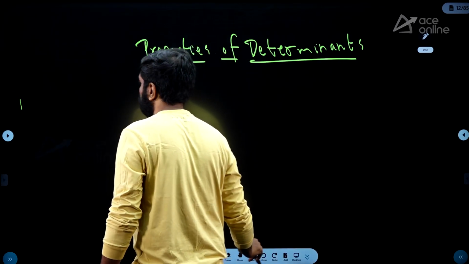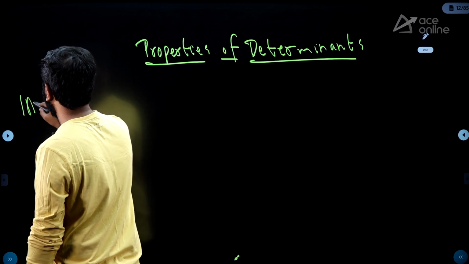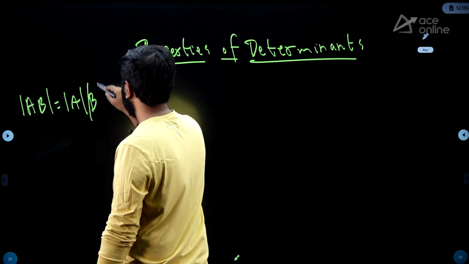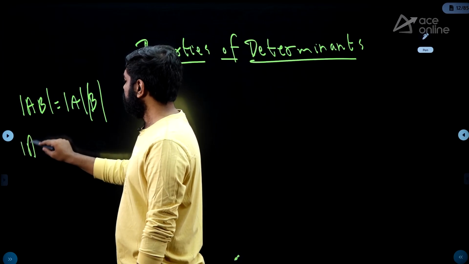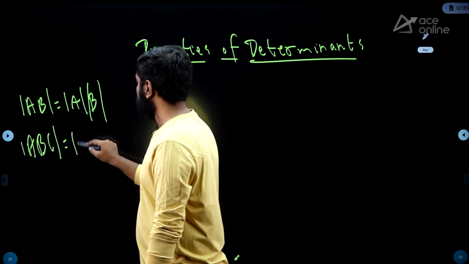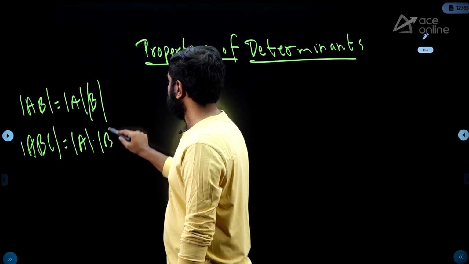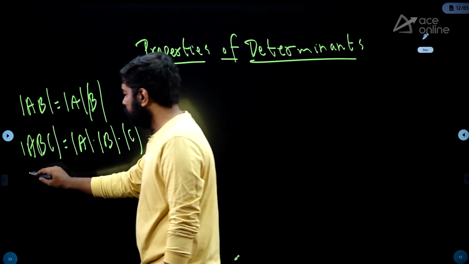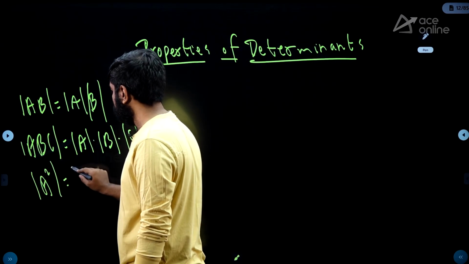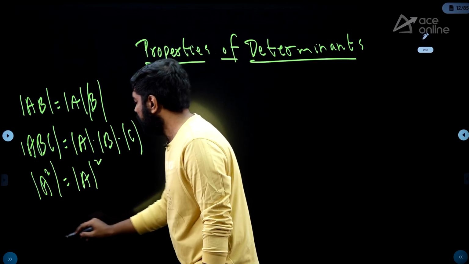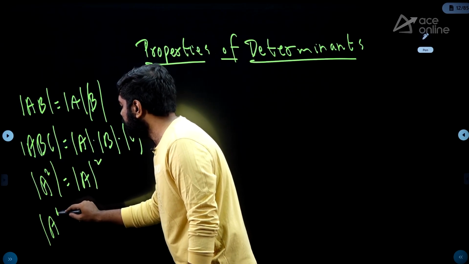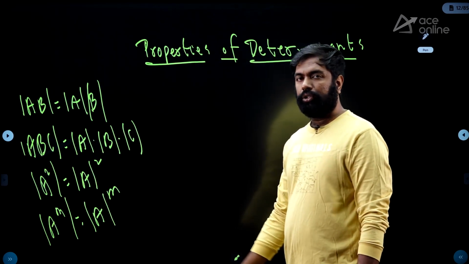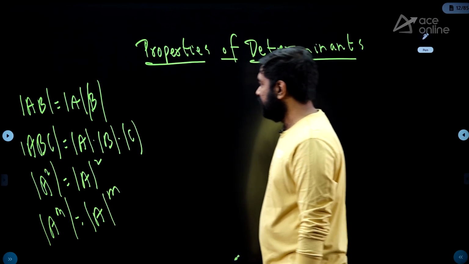Do you know what is determinant of AB? It is determinant of A into determinant of B. Do you know what is determinant of ABC? It is determinant of A into determinant of B into determinant of C. What is determinant of A square? It is det A whole square. And in the same way, what is determinant of, let's say, A power m? It is det A power m. So things can be simplified easily like this.